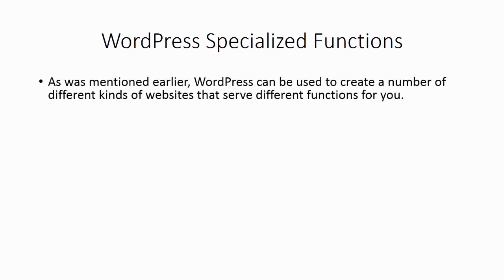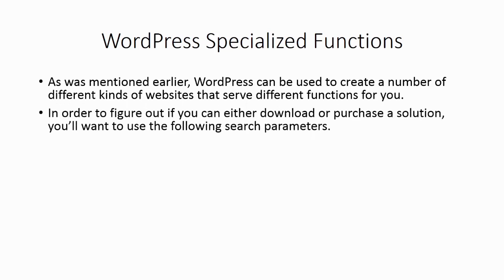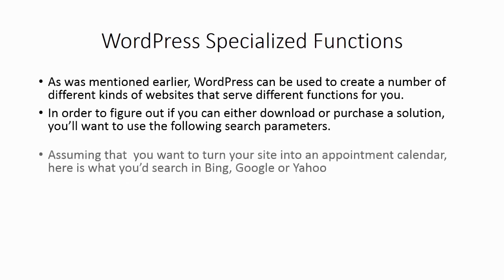Welcome back. Now in this video, we're going to be discussing some of the specialized functions inside of WordPress. Now, as was mentioned earlier, WordPress can be used to create a number of different kinds of websites that serve different functions for you. Now, in order to figure out if you can download or purchase a solution, you'll want to use the following search parameters.